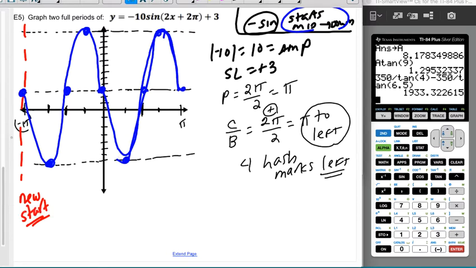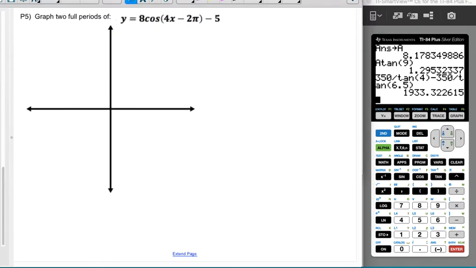All right, let's do one last one and call it a day. All right, so again, I kind of gave you the whole thing here, right? So go ahead and walk through, right? First thing I notice is that this is a positive cosine. So it starts up, right? Wherever start is, we're going to start up.